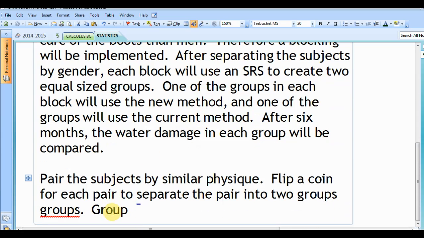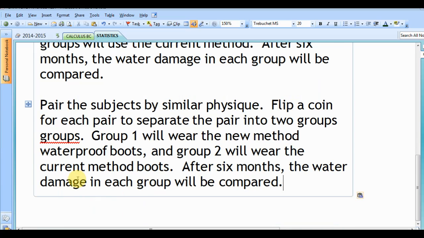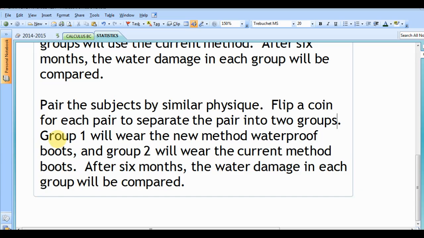You could say random allocation, but I would make a point to actually say SRS instead. So it's not important to differentiate which SRS you're using? Not really. Should you explain that you'll use a random number generator? You can just say an SRS, or in this case, flip a coin.